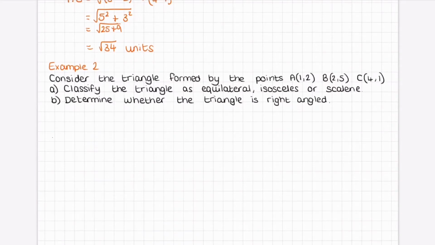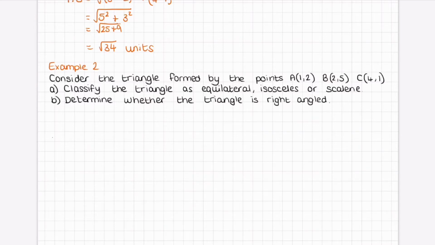Example 2, we have a triangle that's formed by these 3 points, A(1,2), B(2,5) and C(4,1). Now firstly we want to decide, is this triangle equilateral, isosceles or scalene? Then find out, is it also a right angled triangle? So if we look at this first, to work out if it's equilateral, isosceles or scalene, we can use the lengths of the sides to work this out. So obviously, if the triangle is equilateral, the distance between all 3 points will be the same. If it's isosceles, it'll have 2 the same and 1 different. And if it's scalene, they will all be different. So that's what we're looking for. So we need to work out the distance from AB, AC and BC.